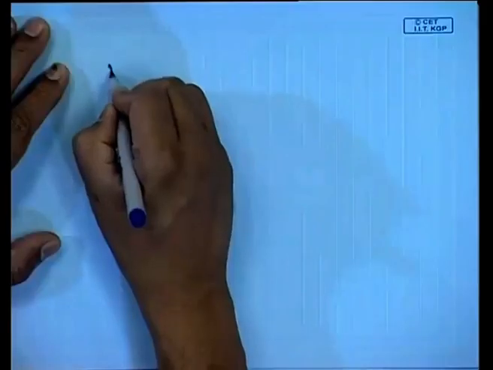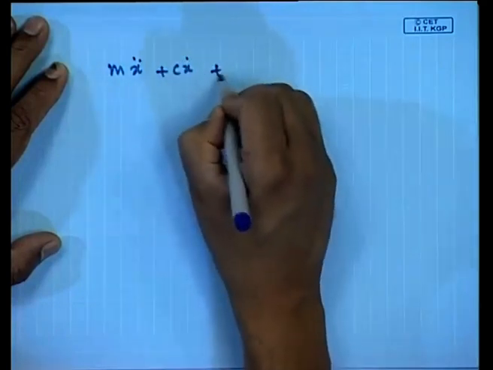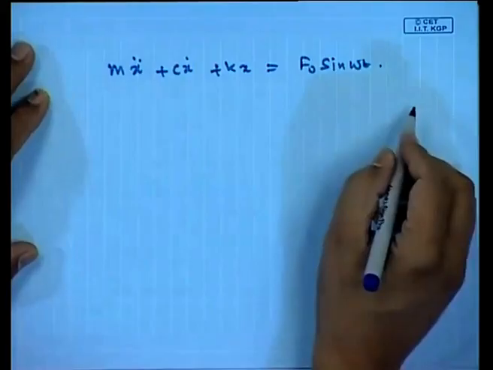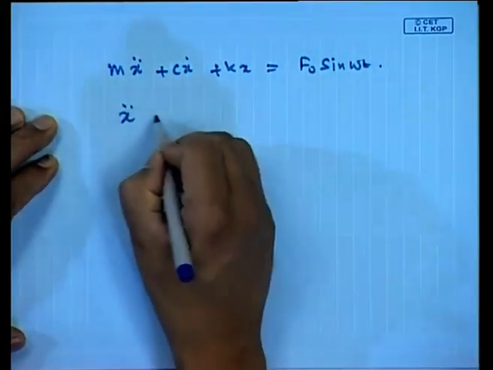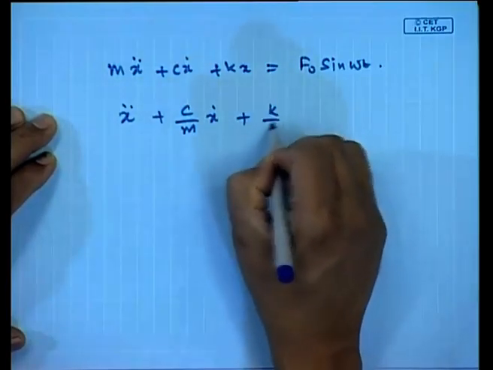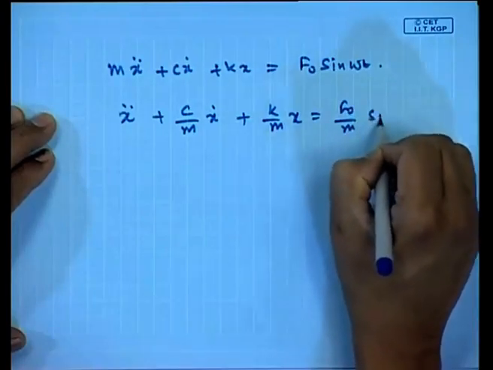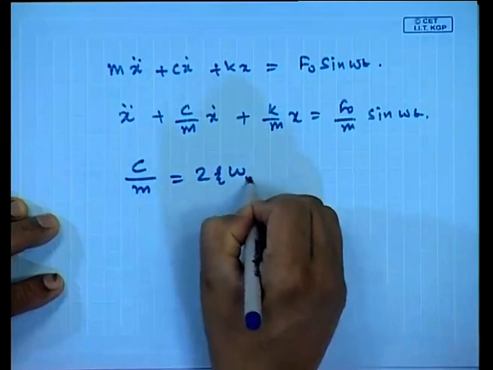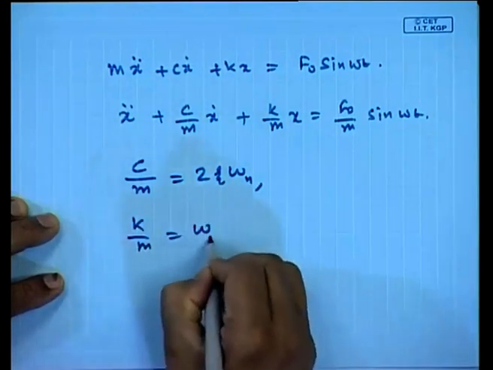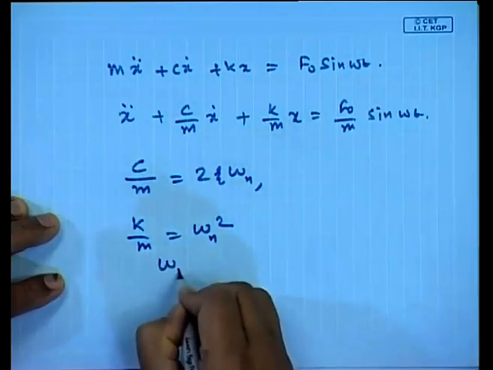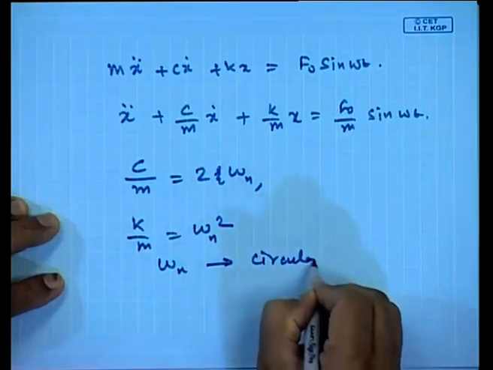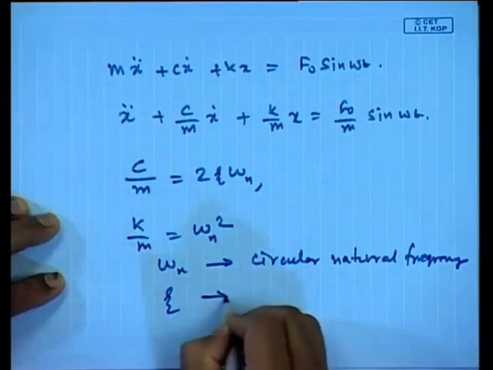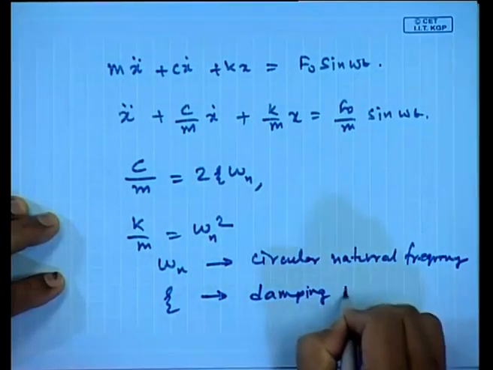So, to this equation of motion, if I divide both sides by m, I will end up with, okay, and then if I denote two new terms, k by m as omega n square, where omega n is the circular natural frequency, and zeta is the damping ratio.